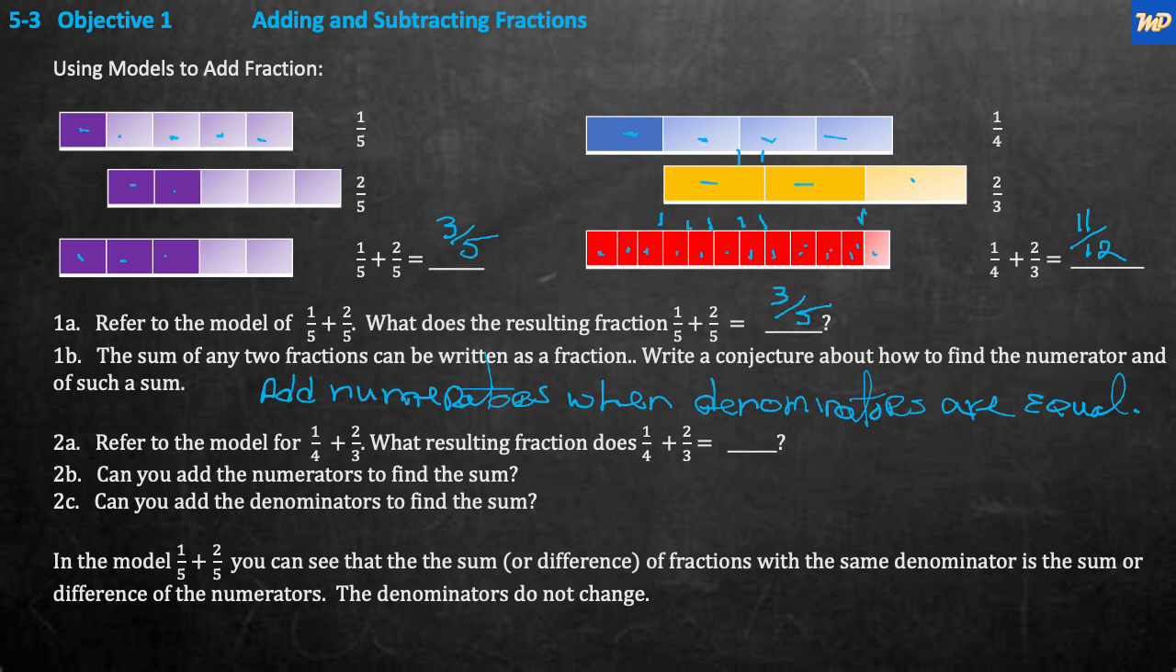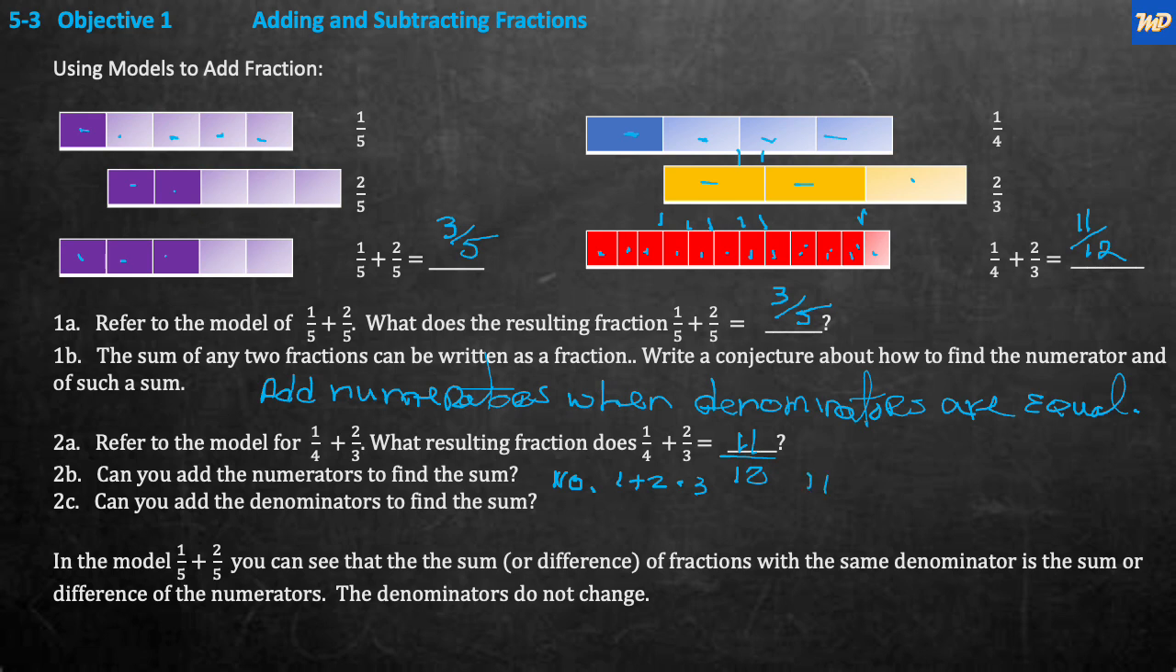So it says refer to the model with the 1/4 and the 2/3. What resulting fraction does 1/4 plus 2/3 result in? Well, we know that it's 11 twelfths. I'll use that line as the middle point there. Can you add the numerators to find the sum? No, you cannot. 1 plus 2 is 3, and the answer is 11.